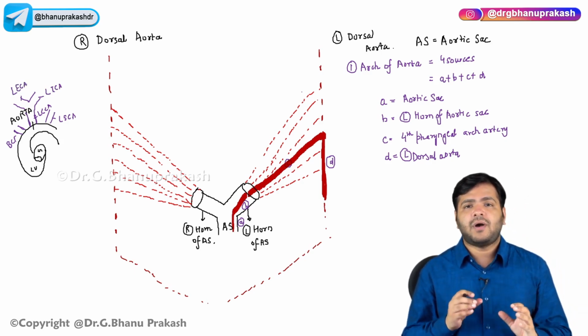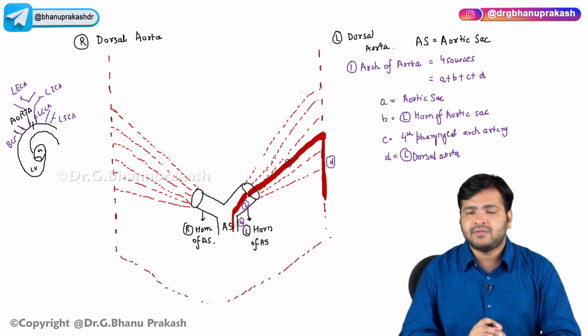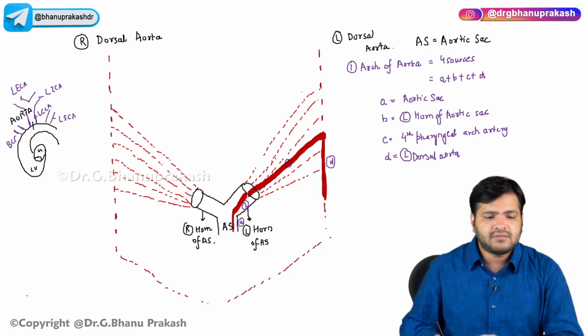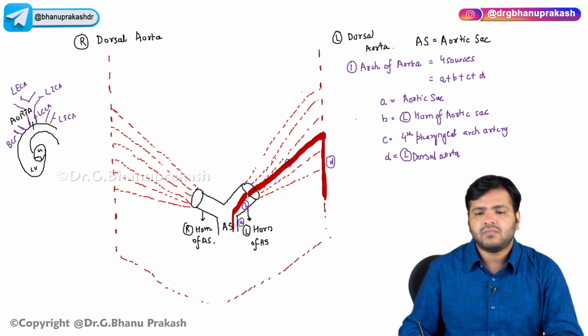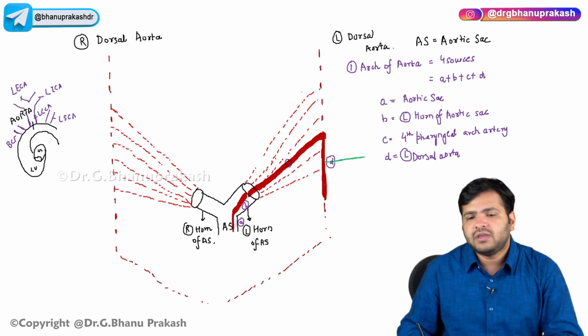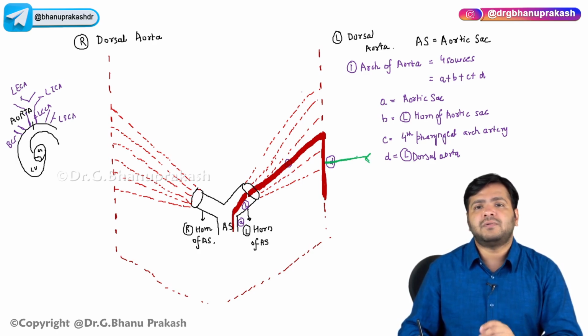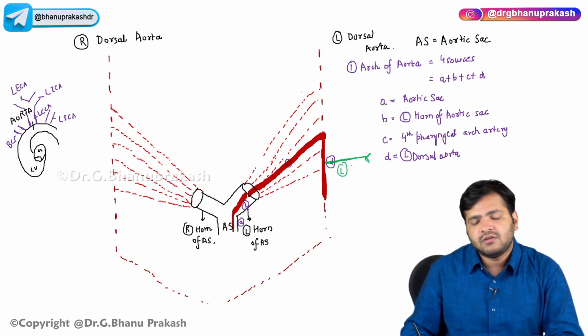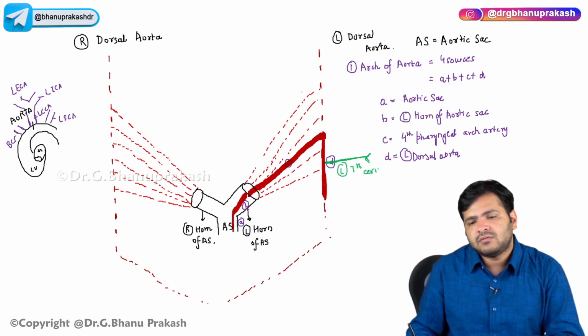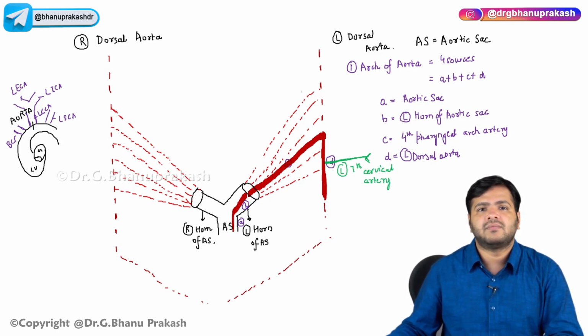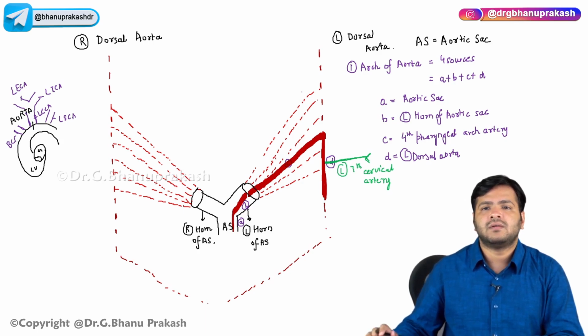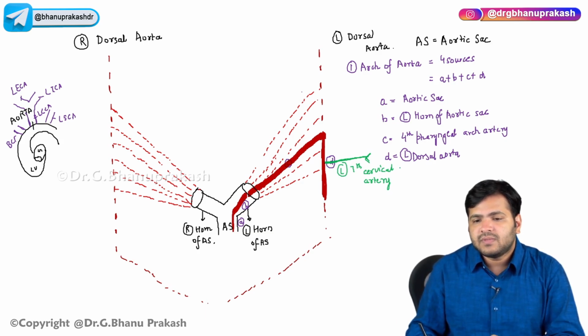So let us now talk about the left subclavian artery. Remember, the left subclavian artery is coming over here from this particular branch, and this is called the left seventh cervical artery, or left seventh cervical intersegmental artery.